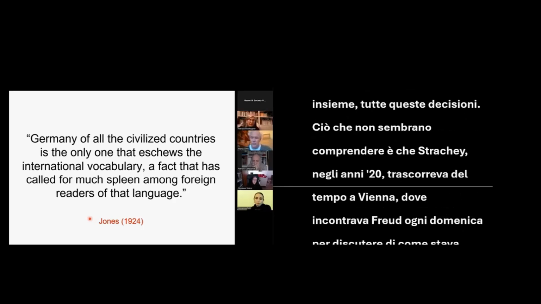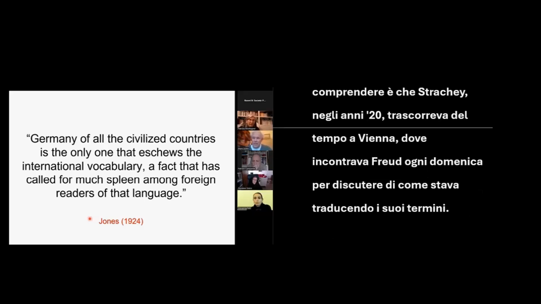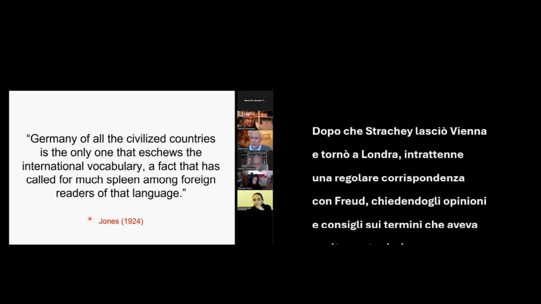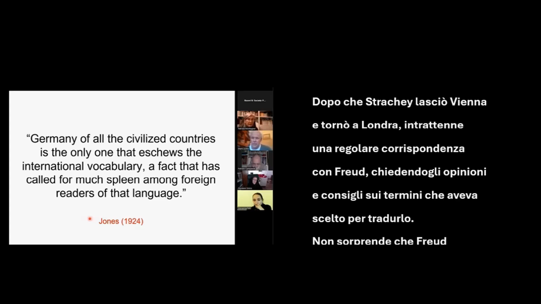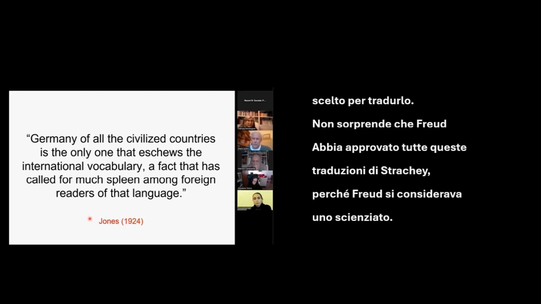What they also don't seem to realize is that Strachey spent time in Vienna in the 1920s, where he met with Freud every Sunday to discuss how he was translating his terms. After Strachey left Vienna and returned to London, he was regularly in correspondence with Freud, asking Freud's opinions and advice about the terms that he had chosen, the way he had selected to translate Freud. It's not surprising that Freud approved all of these translations of Strachey's because Freud saw himself as a scientist.